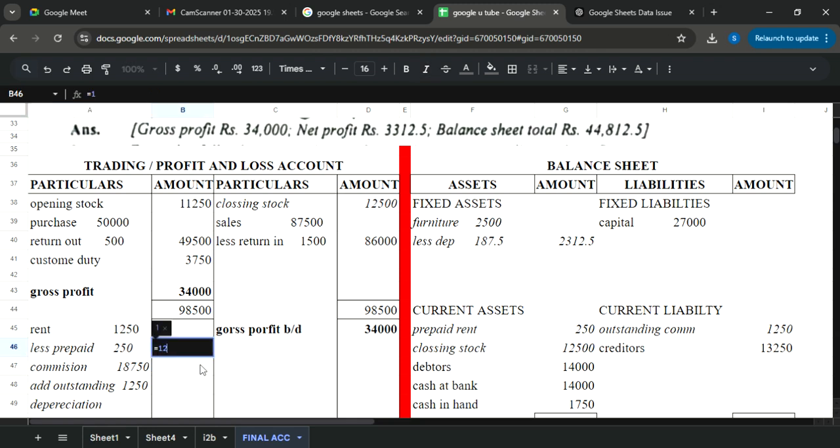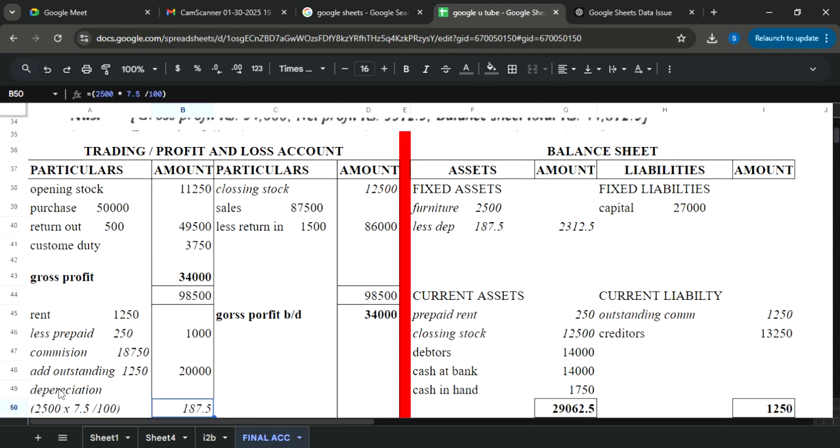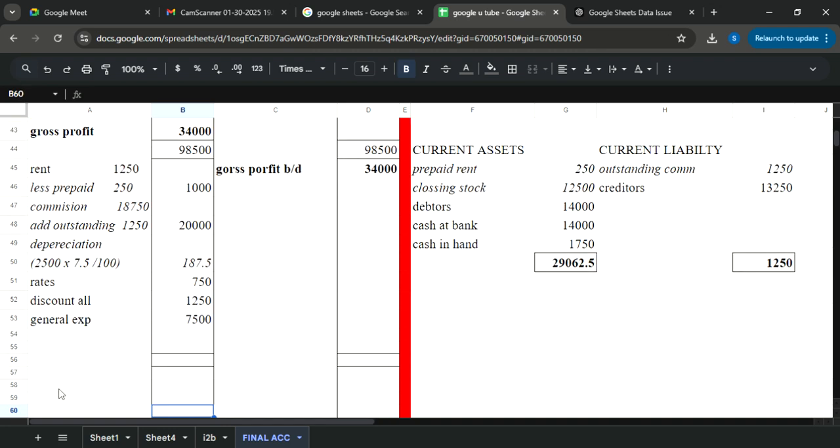The first thing, 1,250, and you know that prepaid should be subtracted, 250. Next thing is commission, and 18,750, and you will add, because it was an outstanding expense, add 1,250. Depreciation is already calculated, other amounts are calculated. Now we can start our calculation.